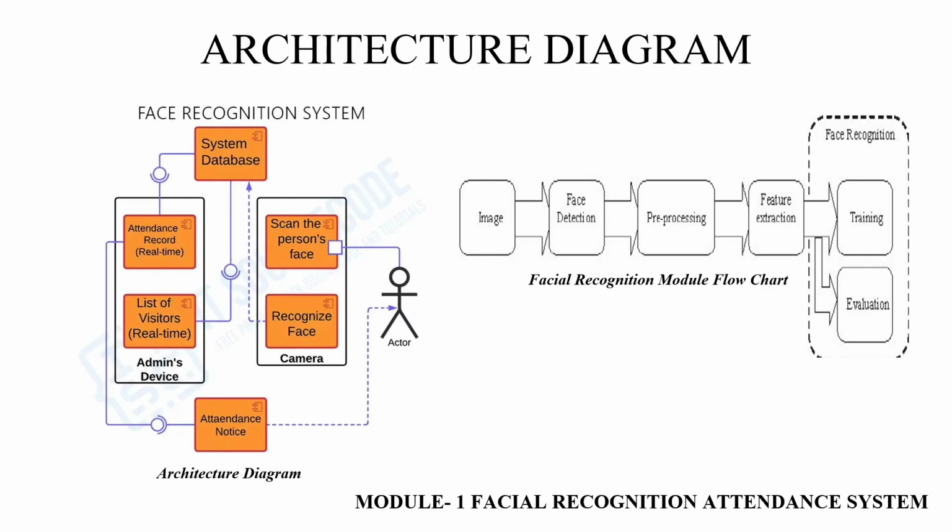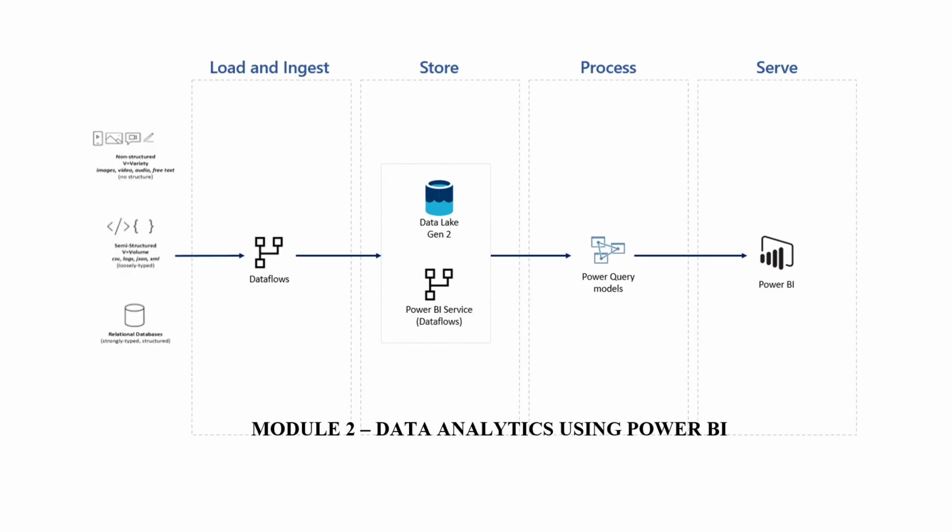Coming on to the architecture diagram, this is the architecture diagram of our system. It consists of a facial recognition module which captures student images, processes them using OpenCV, and records the attendance. For database management, the attendance data is stored securely in PHP MyAdmin. Then for data analytics, Power BI analyzes the student engagement patterns and generates insights for decision making. This structured architecture ensures smooth operations and efficient classroom management.